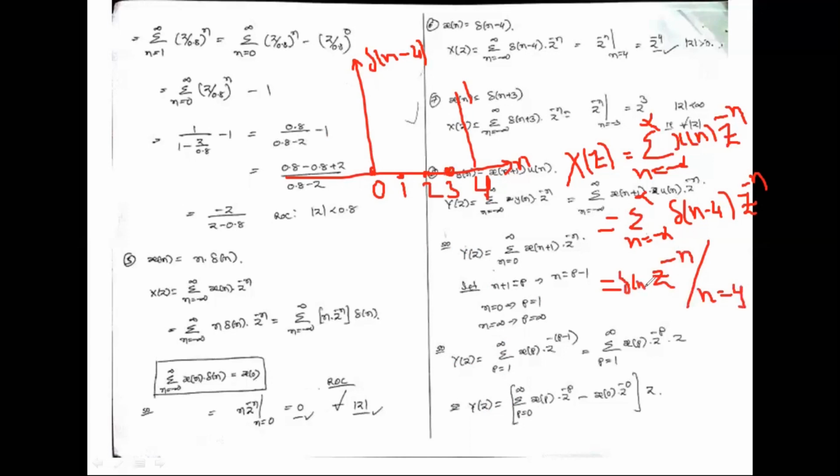And here the delta of n minus 4 at n is equal to 4, the value is 1, and z power minus 4 becomes 1 by z power 4. Just here, z power minus 4. And now, 1 by z power 4, except z is equal to 0, all the values exist here. Because whenever z is equal to 0, you substitute 1 by 0, it is infinite. The entire z plane is the ROC except z is equal to 0, not infinity. Okay.